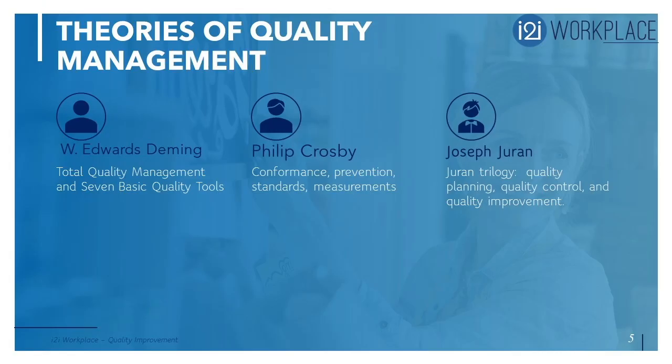Some of the theories of quality management were written by W. Edwards Deming, the father of the quality process, TQM, and he derived 7 basic quality tools, and we'll go through some of those. Philip Crosby focused on conformance, prevention, standards, and measurements. And Joseph Juran created the Juran Trilogy, which was quality planning, quality control, and quality improvement.